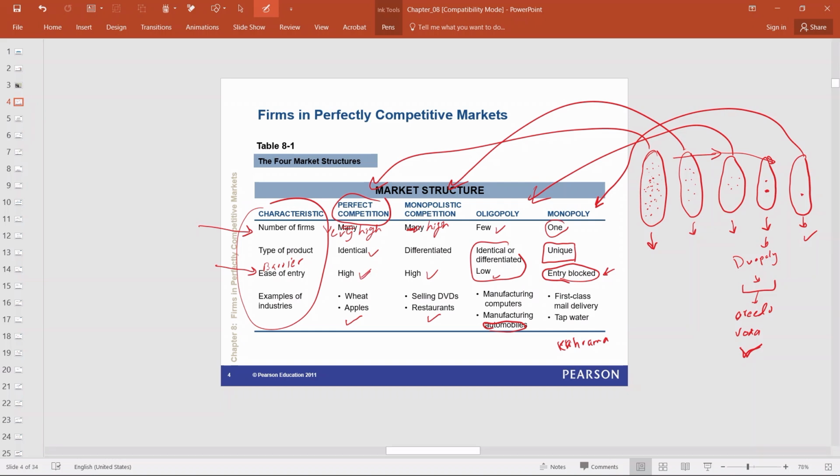One more characteristic is related to information and control of prices.